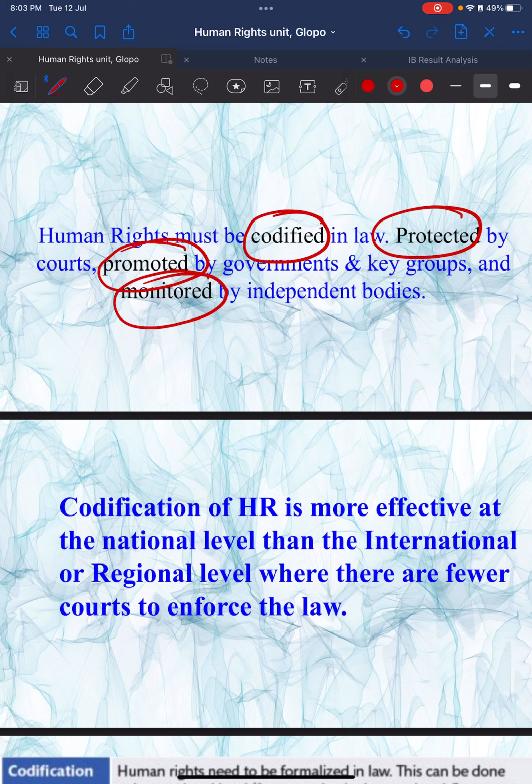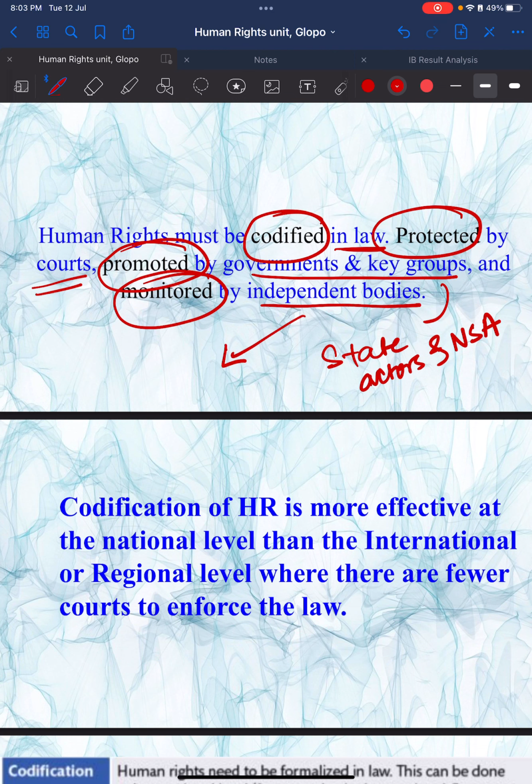Right? Now what it says: human rights must be codified in law, protected by courts, promoted by government and key groups, that means state actors and non-state actors, and monitored by independent bodies who are free from the state government. All right, so far I hope that this one is clear to you. Let me just open this slide further.